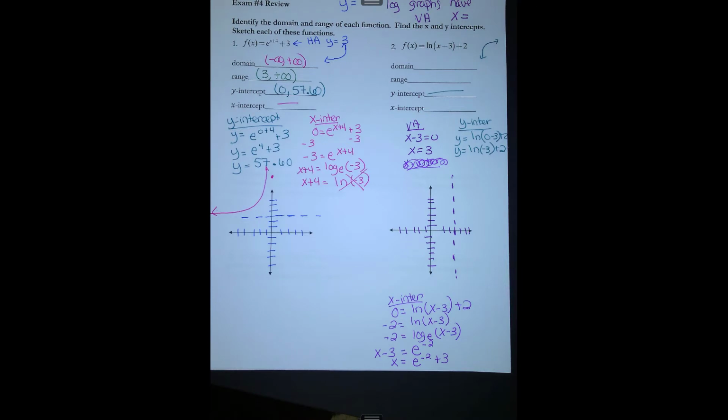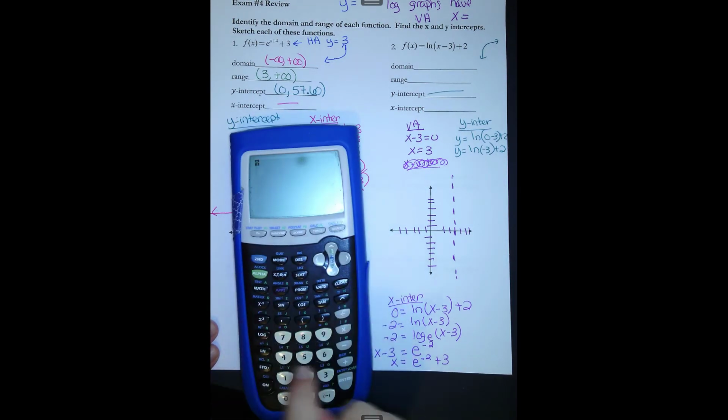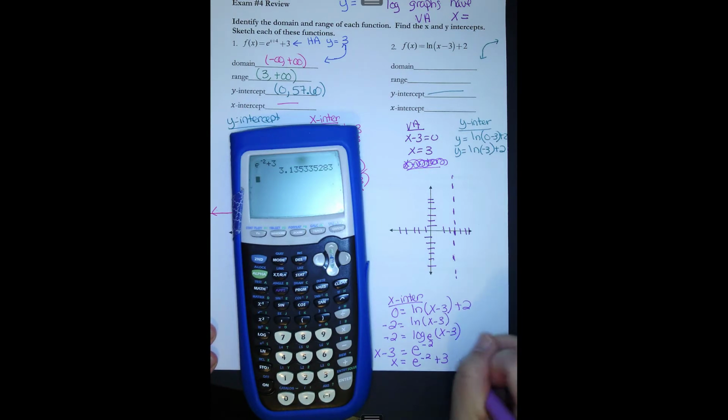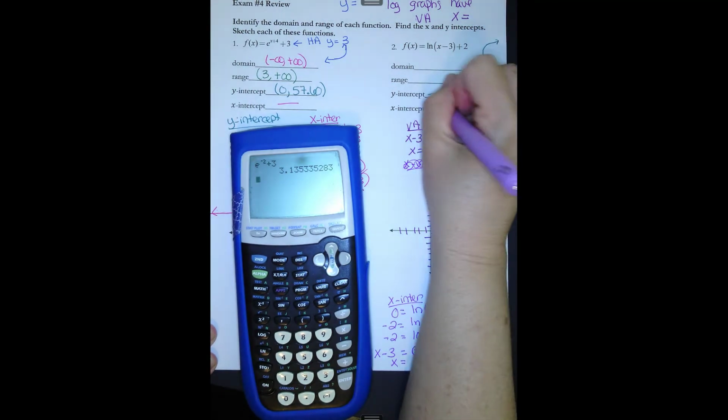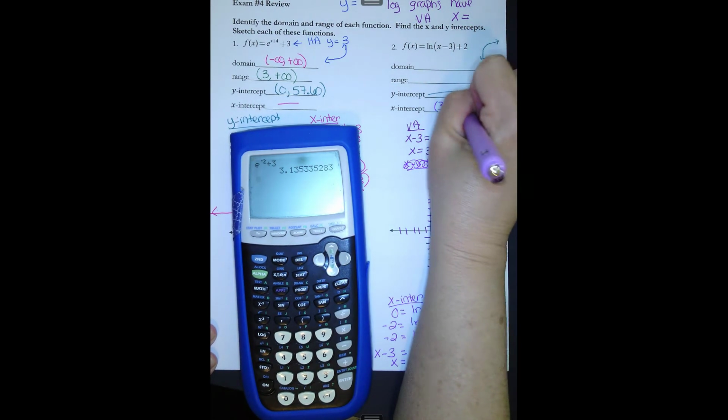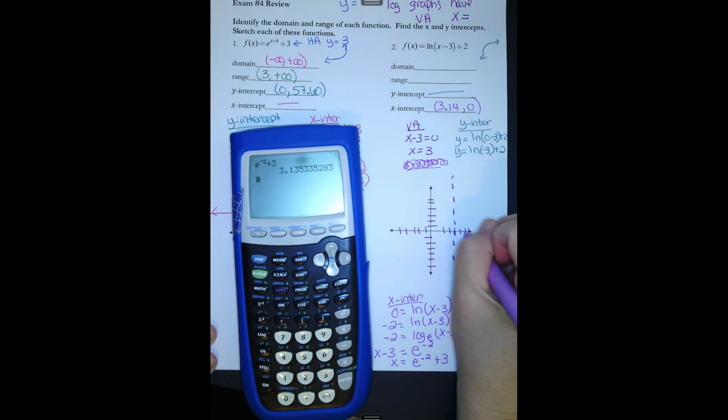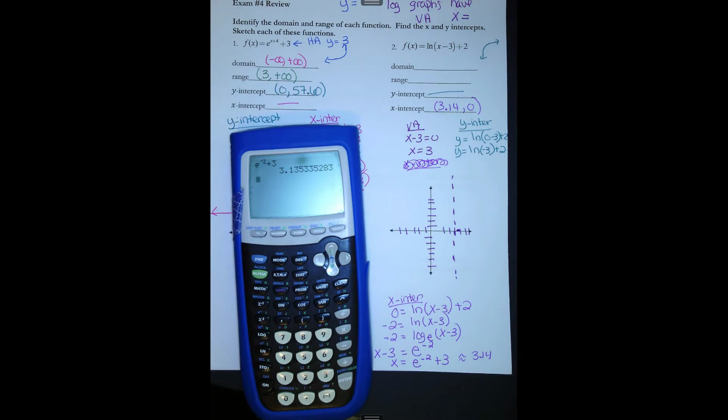So we still do need to figure out what the approximate value is, since we are looking for an intercept. So e to the negative 2 plus 3 is approximately, to the nearest hundredth, 3.14. How crazy is that? 3.14, comma 0. I know it's not actually pi, but that's pretty darn close in that case.